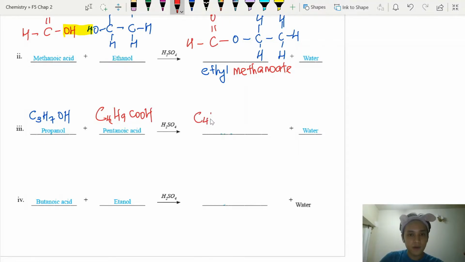So C4H9CO, OH gone, H gone here, O, and then C3H7. That is how you combine your alcohol and your carboxylic acid. The name will be: propanol becomes propyl, and pentanoic acid becomes pentanoate.